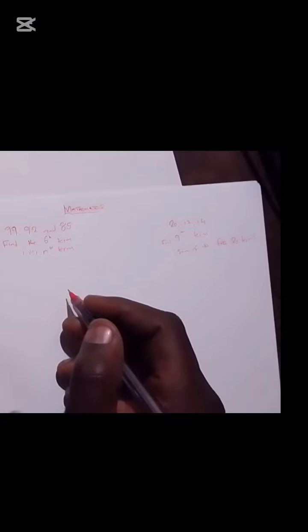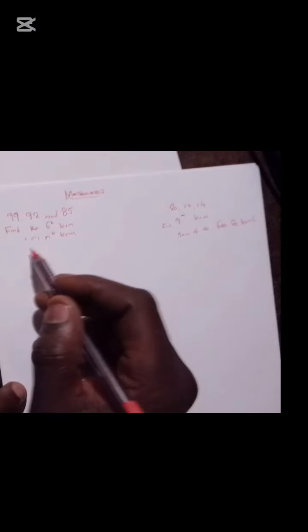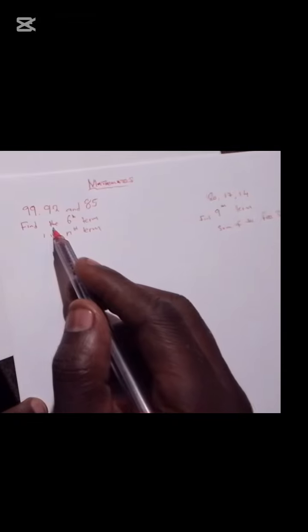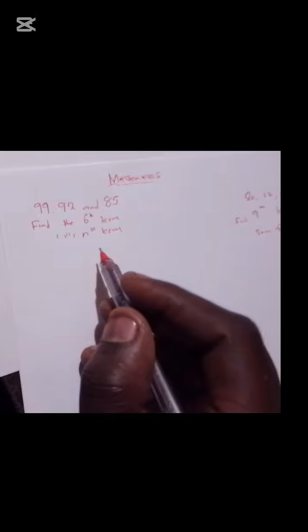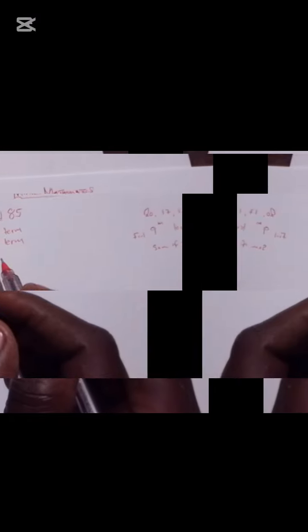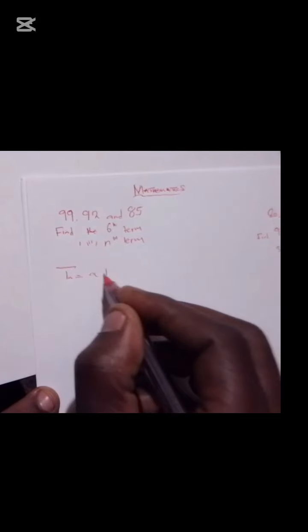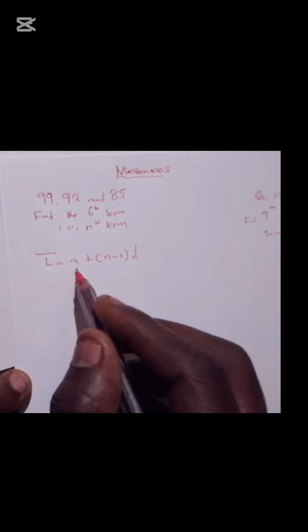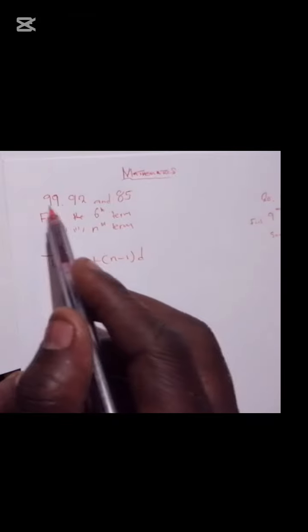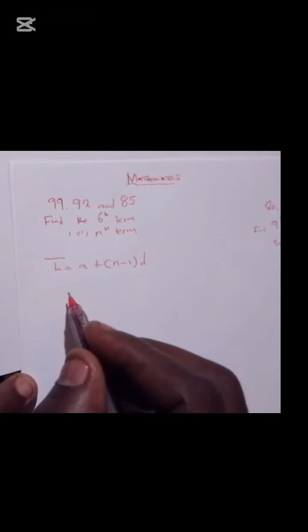When you are dealing with AP, understand that they'll ask you to find the number of terms. Like in this case, they're saying find the sum of the sixth term. The formula for finding the nth term is given as Tn equals A plus (n minus 1)d. So now the question is, what is A? I want you to note that A always represents the first term. In this case, 99 will be our A because that's the first term. And they're going to say, okay.